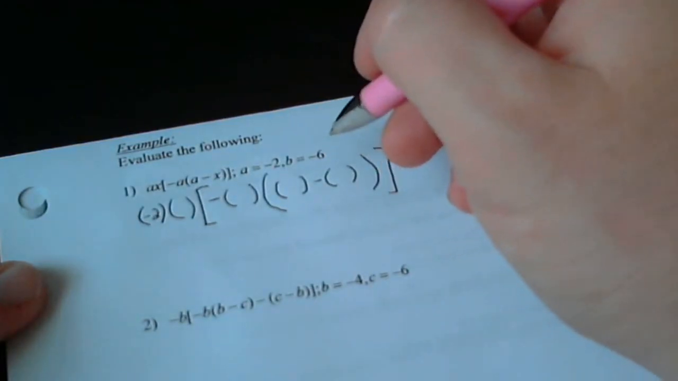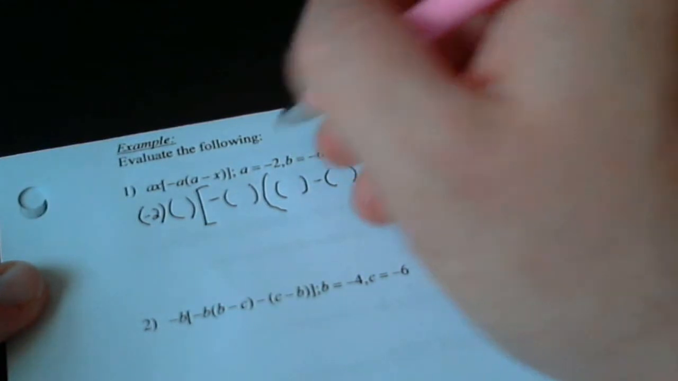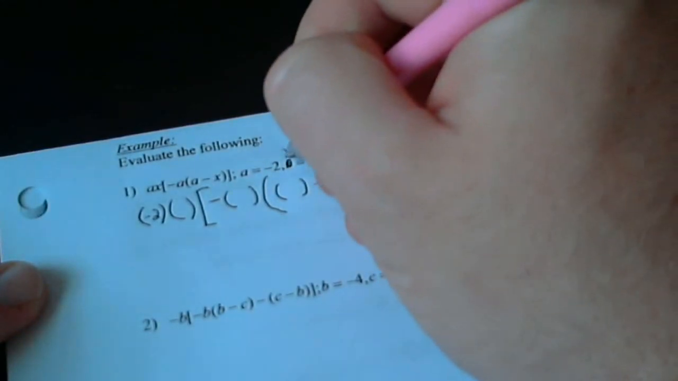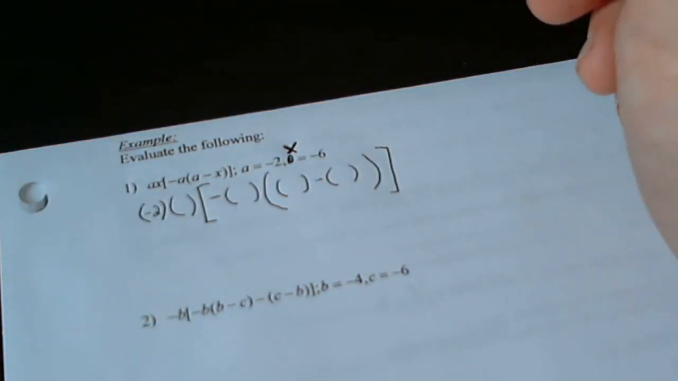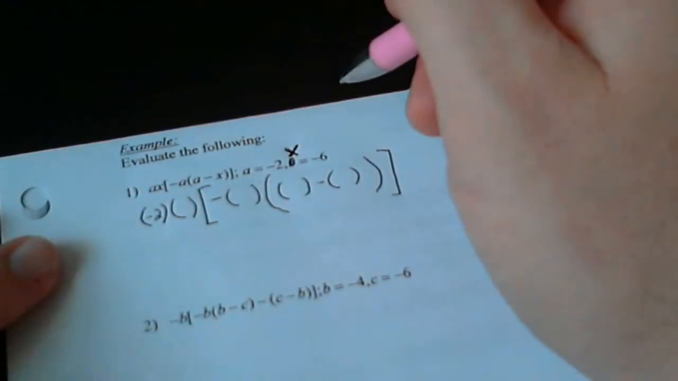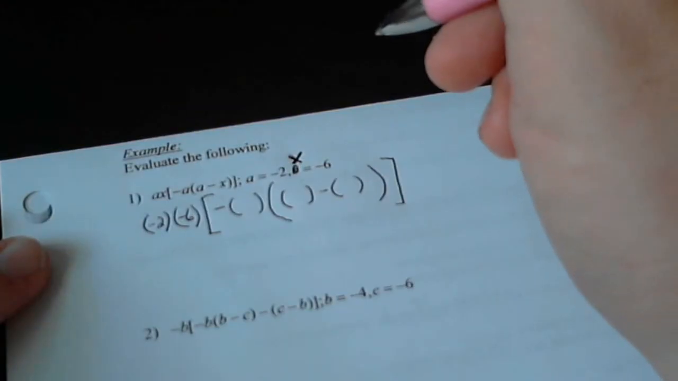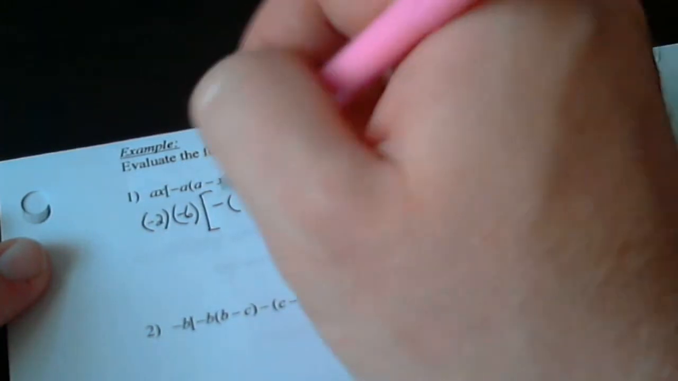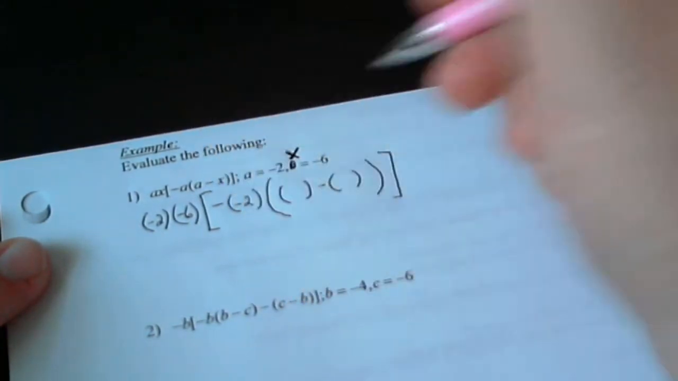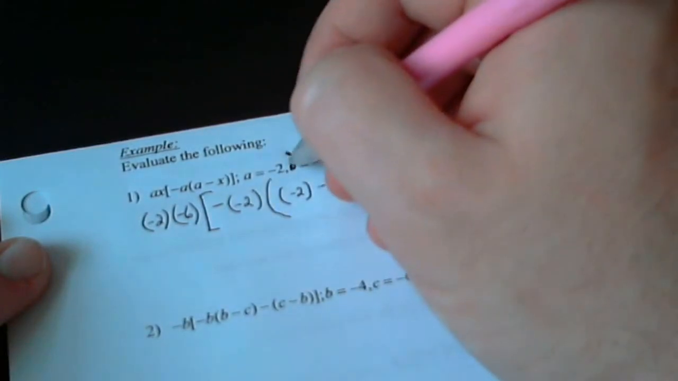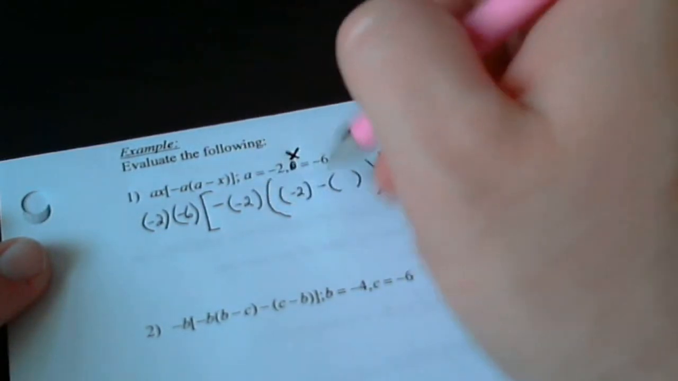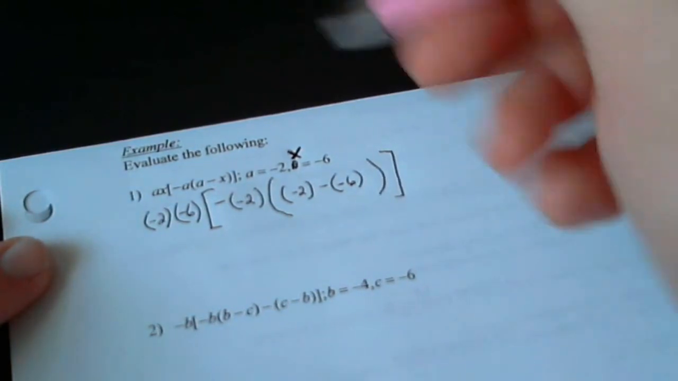A is -2. X is negative. Oh, this says B. Let's change that to an X. I wasn't even aware of that. Let's change that to an X so that we can perform these calculations. Alright, so X is now -6. A is -2. A, again, -2. And then X, which remember we changed B to X here. X is -6. Okay, let's put it all together.